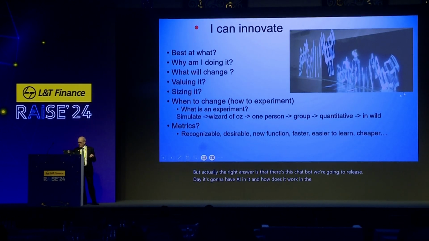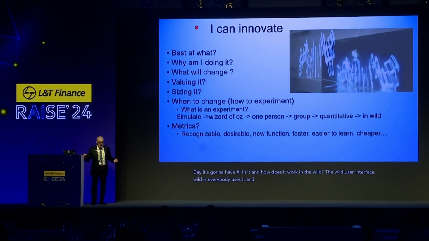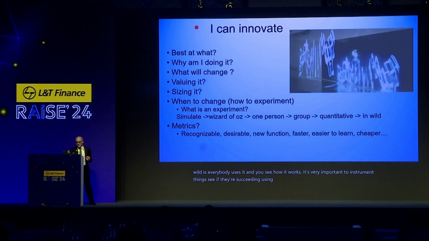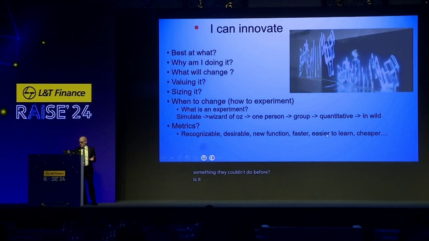The wild, user interface wild, is everybody uses it, and you see how it works. It's very important to instrument things, see if they're succeeding in using it. So, is it recognizable? Does somebody know what it is? Is it desirable? Do they know why they would use it? Does it have a new function, something they couldn't do before? Is it faster? Is it easier to learn? Is it cheaper? You have to think about your KPIs, the reasons that a person would use this.